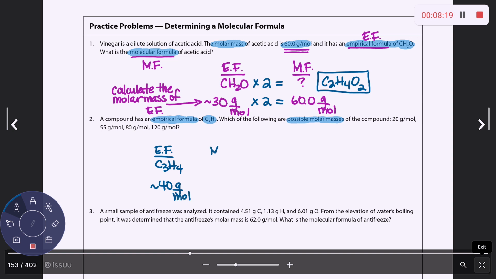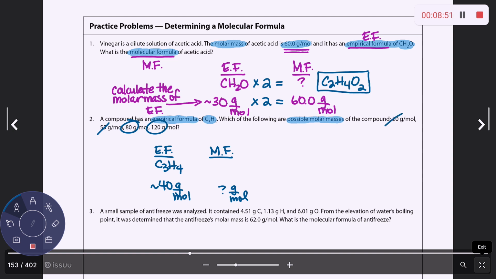If I'm looking for the molar masses that are possible for a molecular formula, they would have to be a multiple of 40, right? 40 times 2, 40 times 3, 40 times 4. So would 55 work? No, because I can't multiply 40 by a whole number to get to 55. 40 times 2 would be 80, so that works. 40 times 3 would be 120, so that works. 20's out, because we'd have to divide.